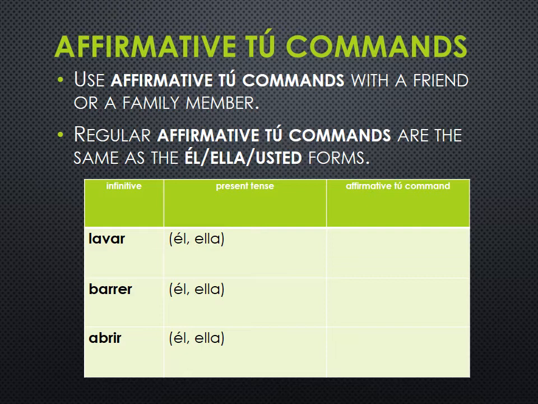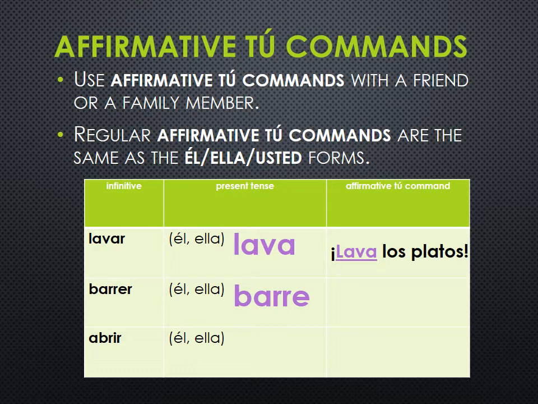Lavar in the él, ella form is lava. Okay? If I wanted to tell somebody to wash something, like the dishes, for example, I would say lava los platos. Okay? All right. Barrer in the él, ella form is barre. Okay? Whenever we conjugate that and make it into a command, it looks something like this. If I wanted to tell somebody to sweep the floor, I'd say barre el suelo.